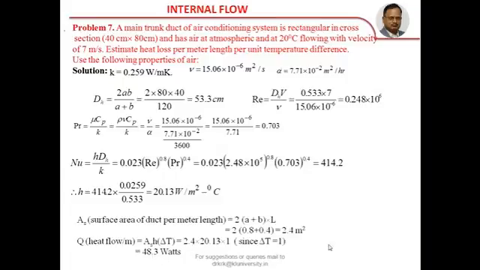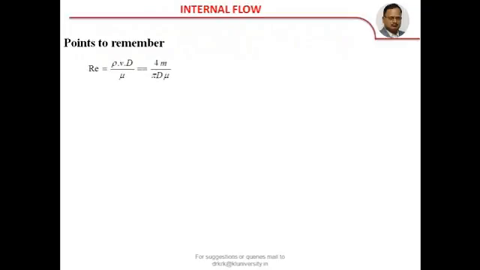Now to determine the heat loss per meter length, let us first calculate the surface area of the duct per meter length. Surface area formula is perimeter into length. Perimeter of the duct is 2 times A plus B, into L. It is 2.4 meters square. And now Q is h A delta T. Since you are asked to determine per unit temperature difference, we will take delta T as 1 and it comes around 48.3 watts.